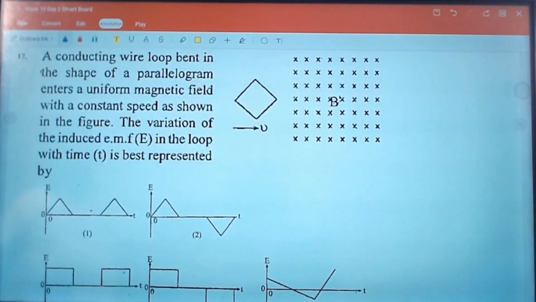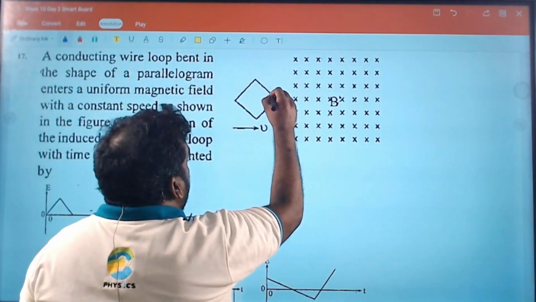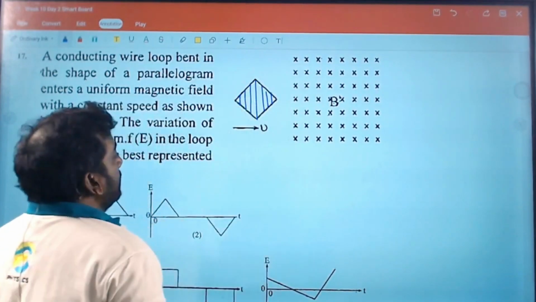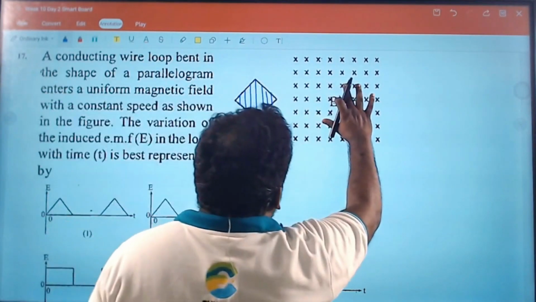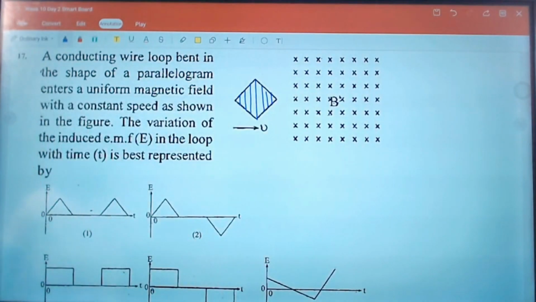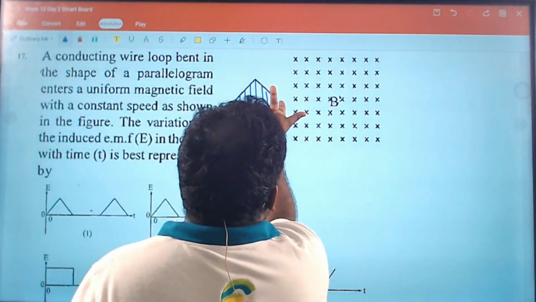Question number 17. A conducting wire loop bent in the shape of a parallelogram enters a uniform magnetic field as shown. Variation of the induced EMF. Very simple. So as it enters, it will increase like this, then reduce like this. So magnetic field increases, reduces like a triangle. So once it's completely inside, nothing. When it's going outside, induced EMF will be in the opposite direction. Look at this. So right hand rule. Field, motion, current.